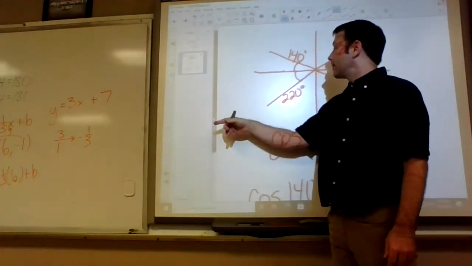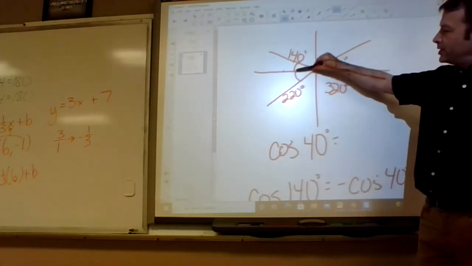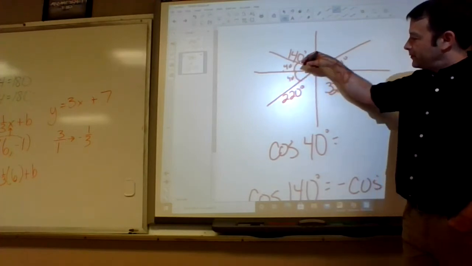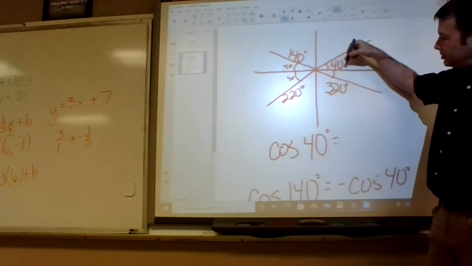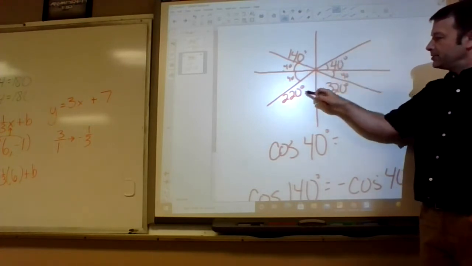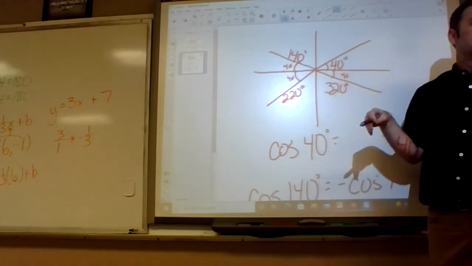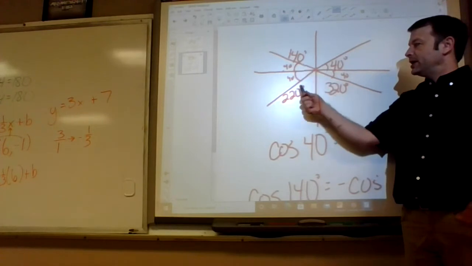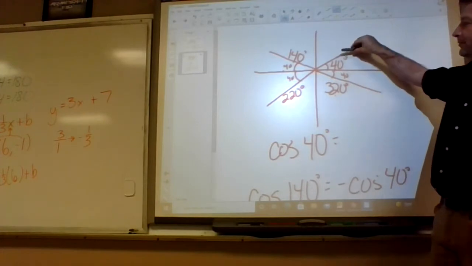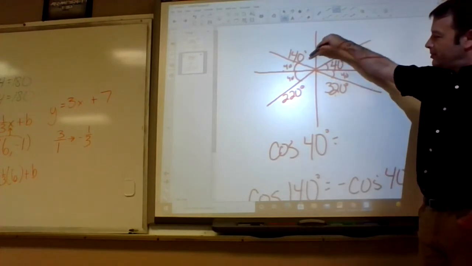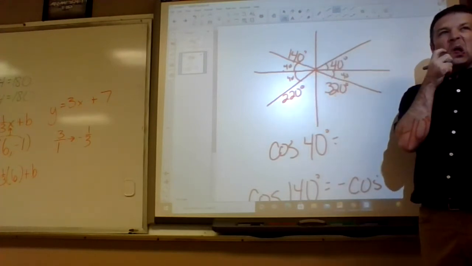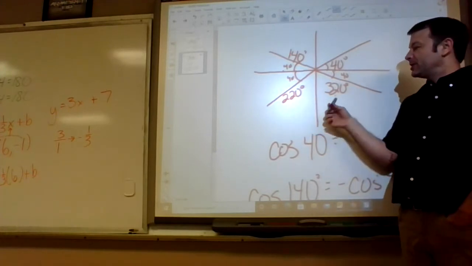So how did you get from 140 to 220? Okay, 140 is 40 short of 180. 220 is 40 past 180. 320 is 40 short of 360. So all these angles basically give you the same thing on sine or cosine, except for these two are negative on cosine, and these two are positive. And on sine, these two are the same, 40 and 140. These two are negative on sine. That's the negative positive thing we talked about yesterday.